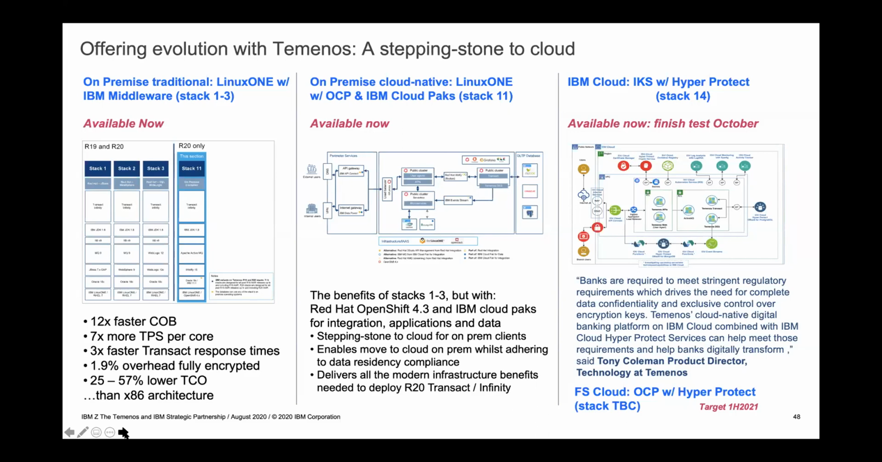We then deliver a just-certified Stack 11, which is a LinuxONE architecture with OpenShift Container Platform, packaged with Cloud Pak for Applications, Red Hat Runtimes, and Cloud Pak for Integration. So that's a packaging of things like Event Streams, our version of Kafka, the ability to do queuing, the ability to do an integration layer if required, and then all the runtimes and applications around that.